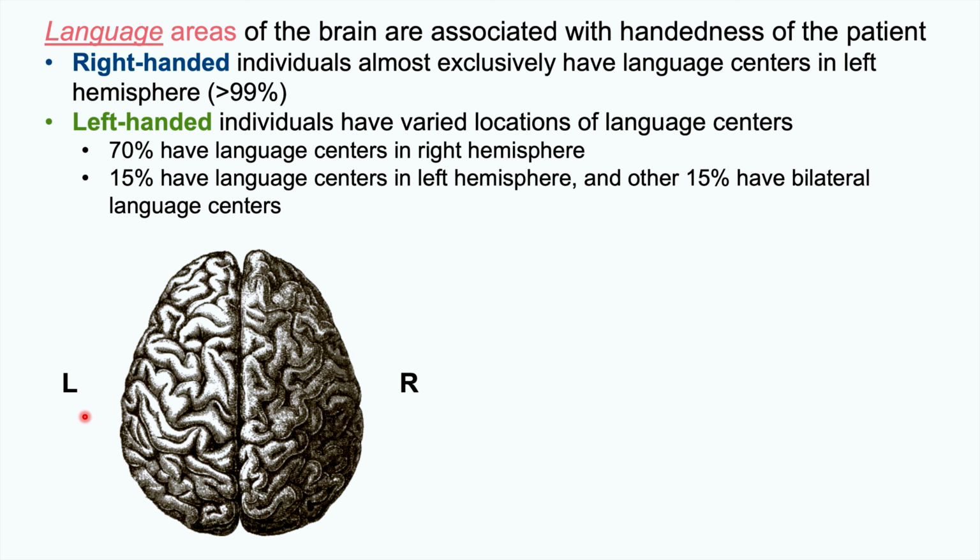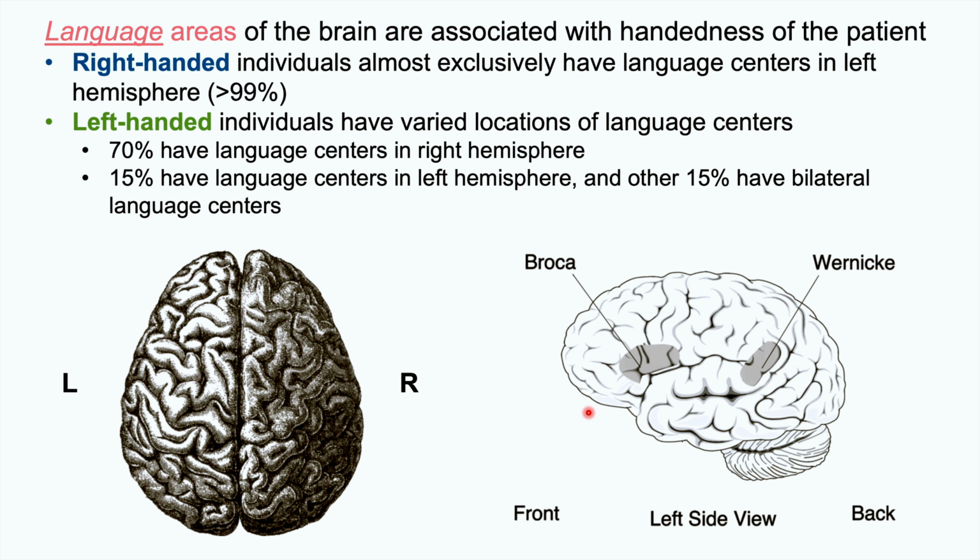So again, as I mentioned before, the majority of patients are going to have it in their left hemisphere. So when we actually look at the brain and the left side, we can see two very important areas of the brain that are going to be important in language. One of them is known as Broca's area and the other one is known as Wernicke's area. And we're going to talk about these in more detail in the next slide.